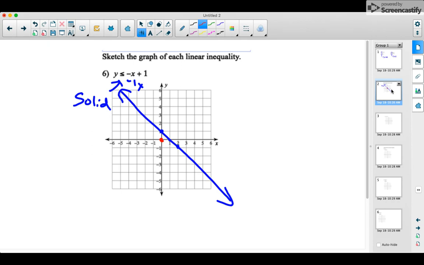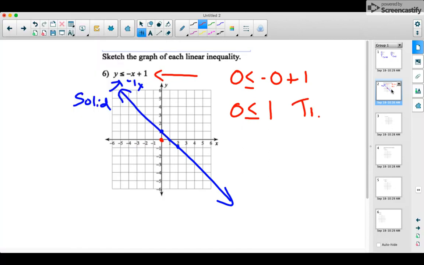Now, what do I mean by true or false? Well, true meaning if I were to plug in 0, 0, it makes this statement work out to be something that's actually factual. So let's test it out. I plug in 0 for x and 0 for y. When I simplify, I get 0 is less than or equal to 1. Then I have to decide, does that make sense? Is that a true statement? And it is. It's true.